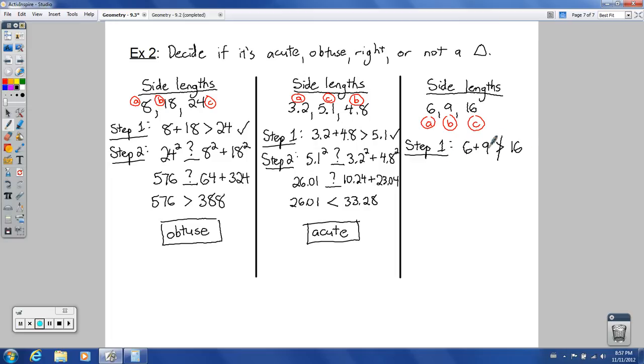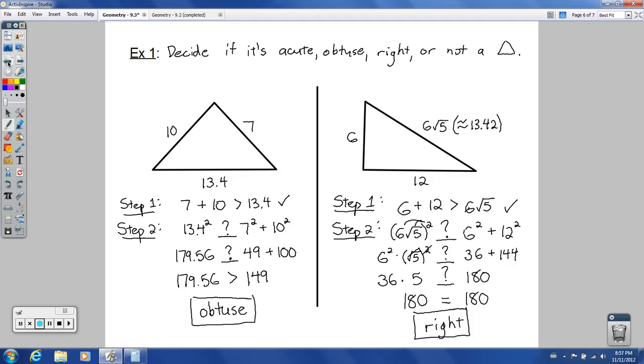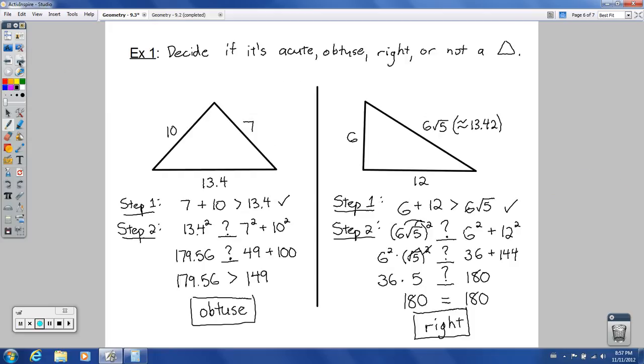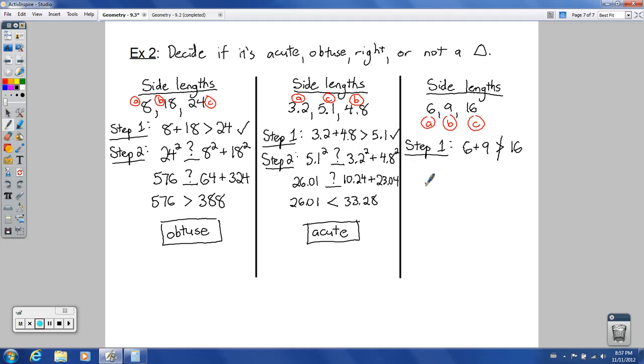So if A plus B is not greater than C, going back to our steps here, if no, it's not a triangle. So we're done in this case with that one. So we would say not a triangle. I wanted to throw one of those examples in there just to show you one that would not be a triangle.